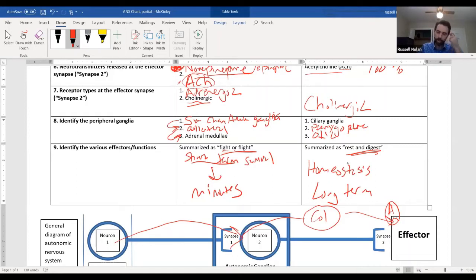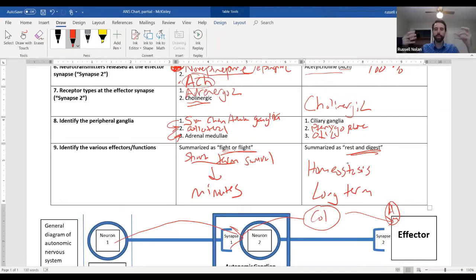So now parasympathetic. Parasympathetic is rest and digest. Like I said, homeostasis. We want to be under long-term parasympathetic control. Parasympathetic does the opposite of a lot of the sympathetic functions. Decreases heart rate, decreases breathing rate, bronchoconstriction, pupillary constriction.